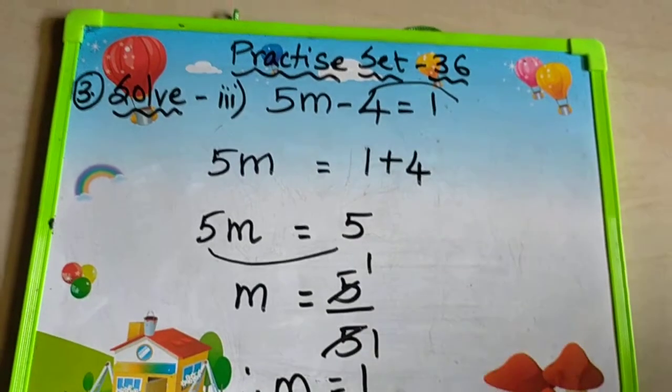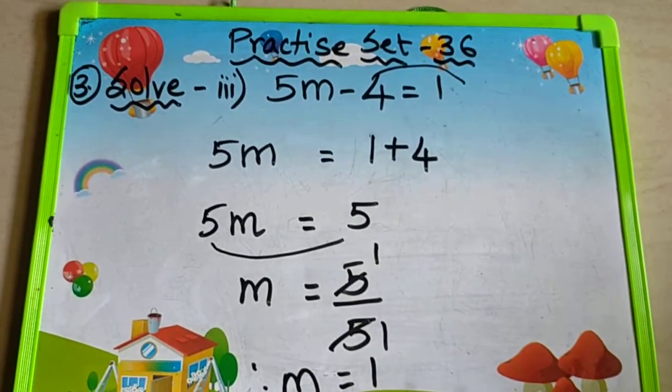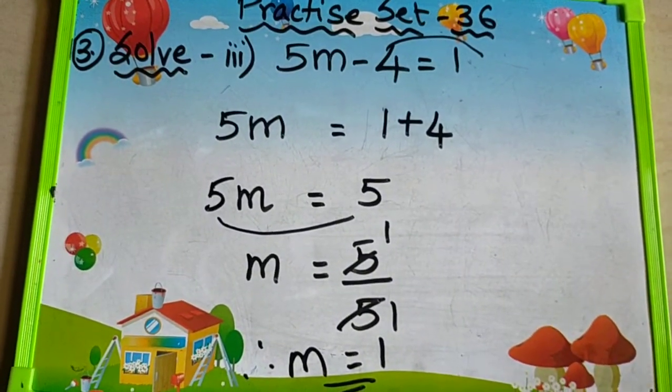I hope you will solve the remaining sums. They are very easy. Yes, if it is plus, you have to bring it to this side and you have to subtract, and if it is minus, you have to bring that number over to the next side and you have to add.